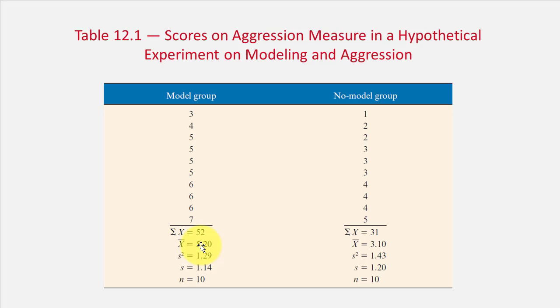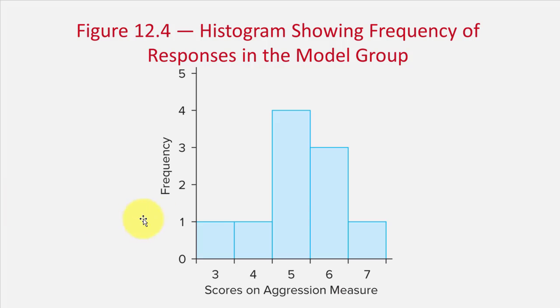on the frequency of aggressive behaviors. And for the no model group, the mean would be 3.1. We can look at that in terms of a frequency histogram like this. So this would be the frequency of the aggressive measure for those in the model group. So for people who had a score on the aggressive measure of 3, one person would have that score. One person would have a score of 4. 4 people would have a score of 5, and 3 people would have a score of 6. One would have a score of 7.